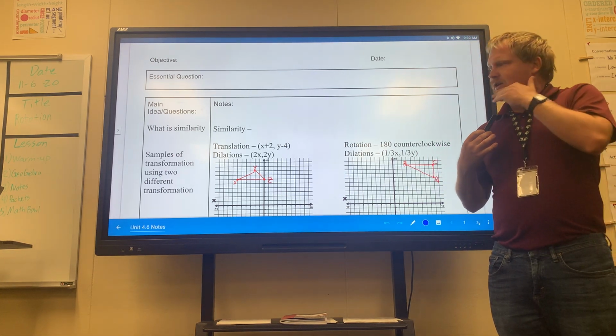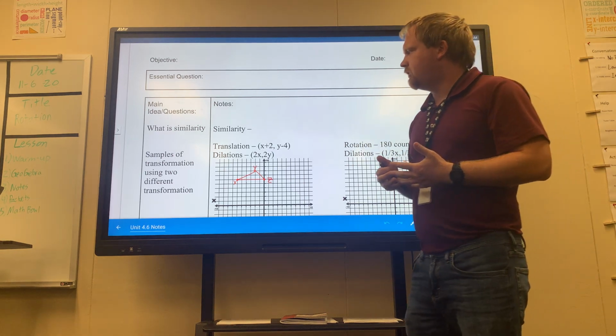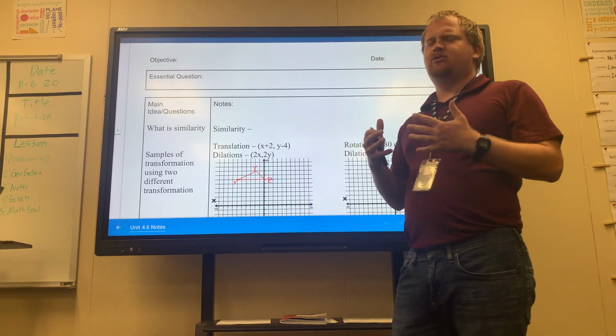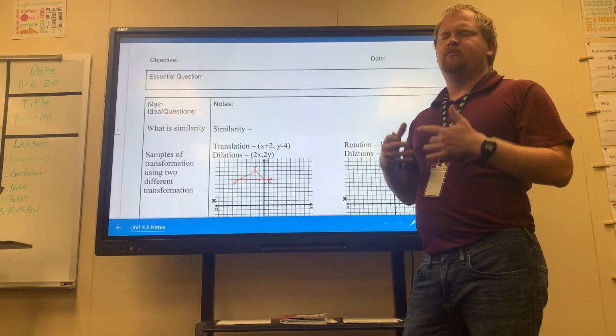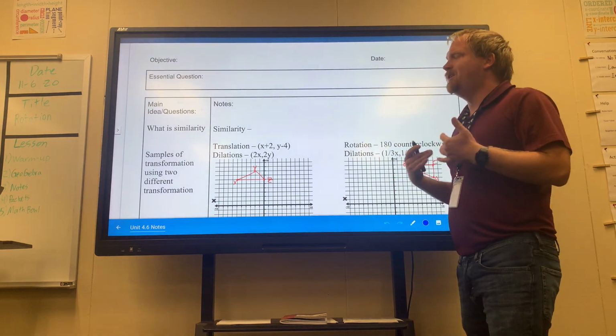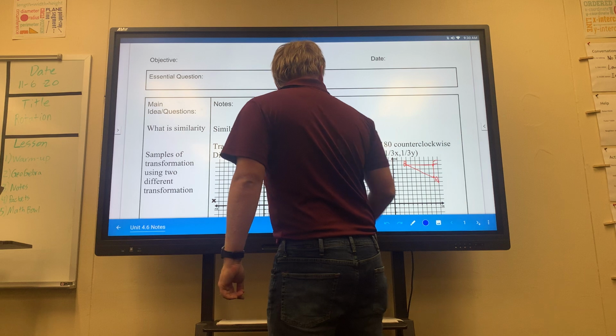Today we're going to talk about similarity, which basically means we're talking about similar figures. What we're trying to do here is make sure we actually have similar figures because of a dilation. So what is similarity exactly?